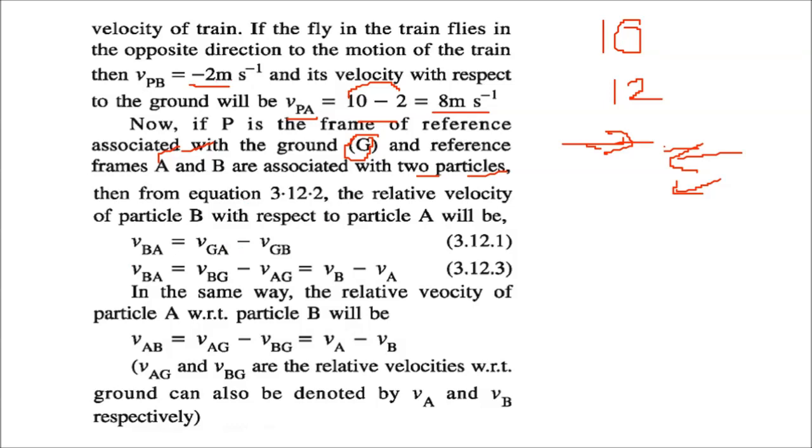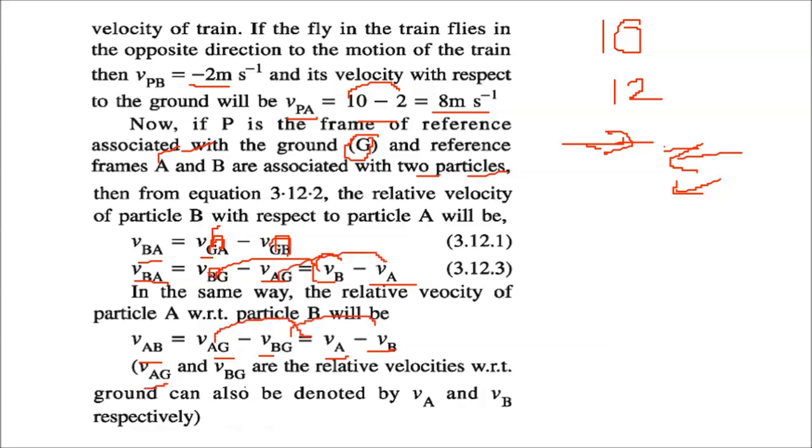So the relative velocity of particle B with respect to A, VBA, simply, if we take it as ground, the velocity of A with respect to ground, B with respect to ground. VBA will be VBG. We are just changing these A to G and B to G. So VBG minus VAG, that is VB minus VA. In the same way, the relative velocity of particle A with respect to B, VAB, will be VAG minus VBG, which is actually equal to VA minus VB. See, this is VB minus VA. Here we have VA minus VB.